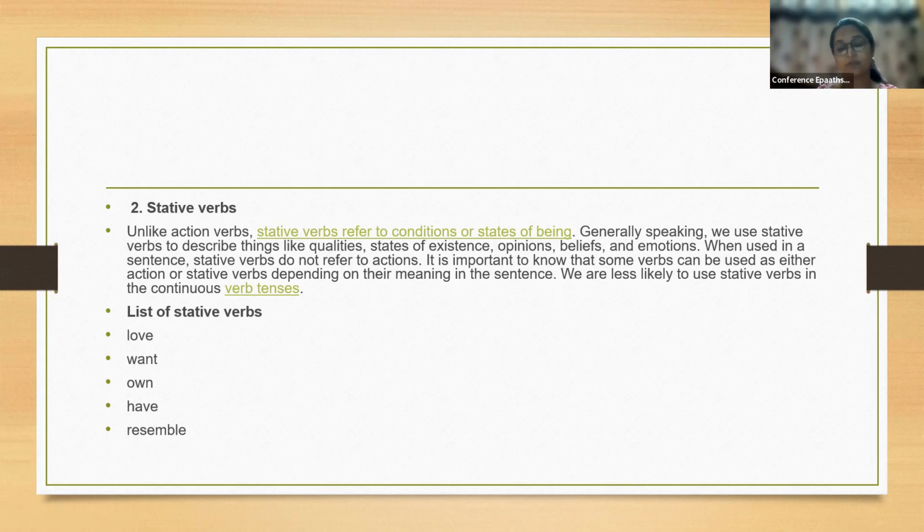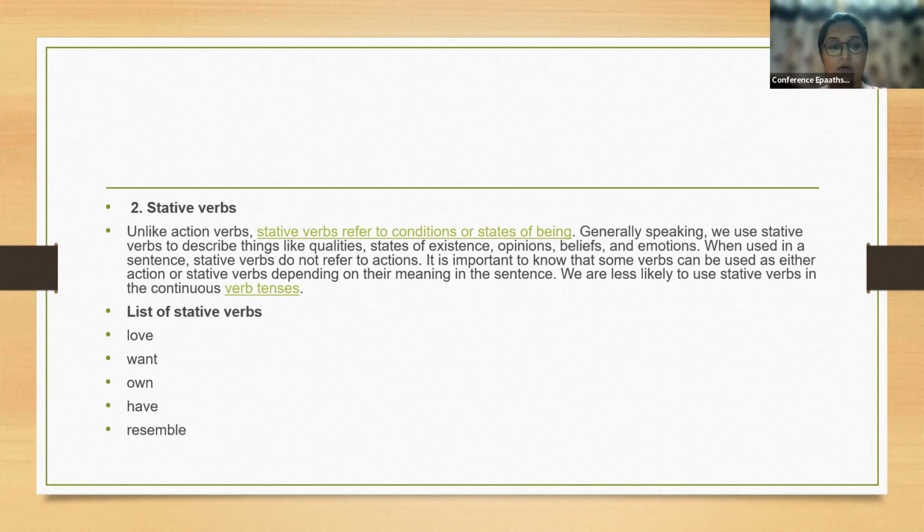So action verbs, we discussed that the action words are action verbs. Now what are the static verbs? Static verbs refer to conditions or states of being. So generally speaking, we use static verbs to describe things like qualities, state of existence, opinions, beliefs, and emotions. So when used in a sentence, static verbs do not refer to actions. So it is important to know that some verbs can be used as either action or static verbs depending on their meaning in the sentence.